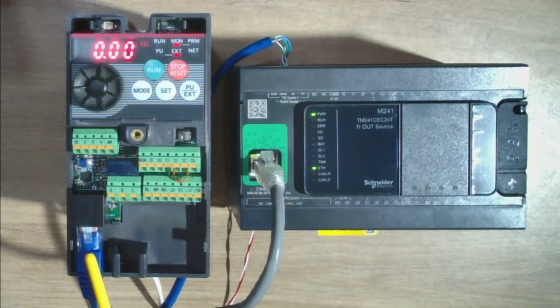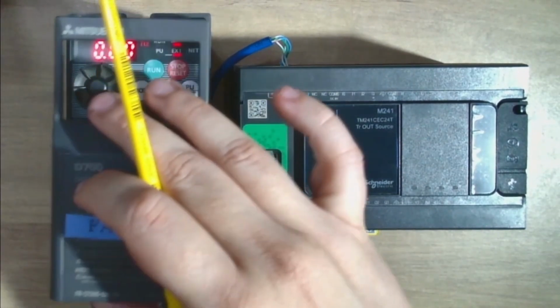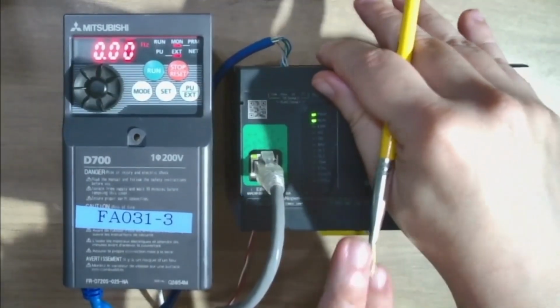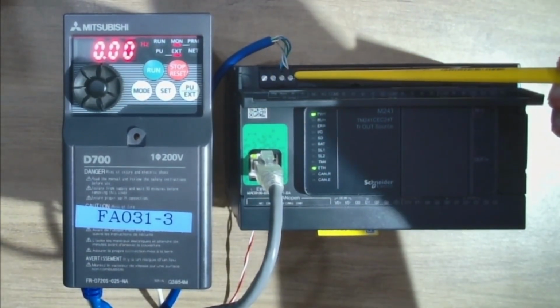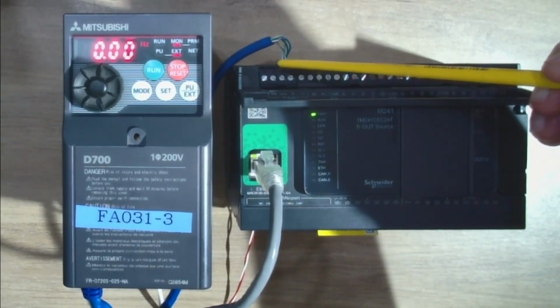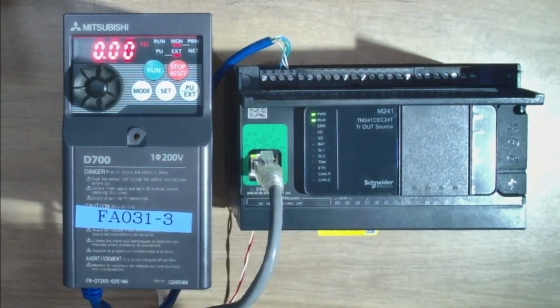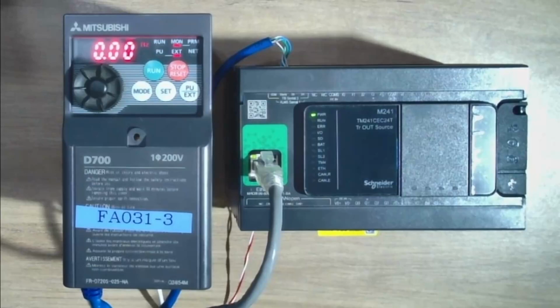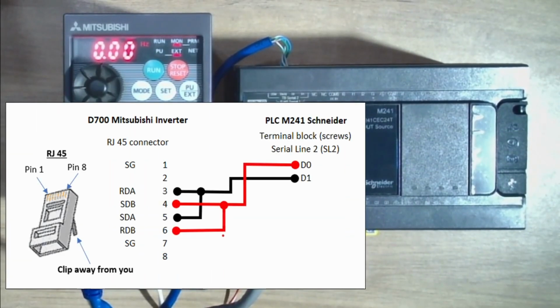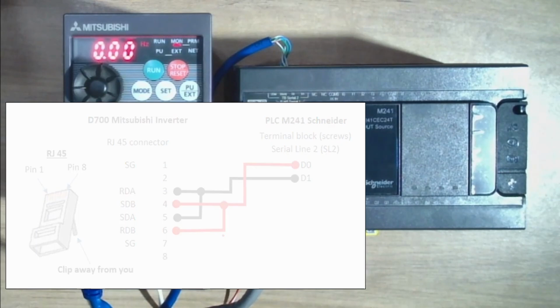So this cable is connected to channel 2, line 2 of the Schneider PLC. So we have here its terminal block, D0 and D1, and from D0 and D1 it's connected to the inverter. The cable configuration will be shown in your video, so you can see how this cable was assembled. Remember that RJ45 pinout is counted with the clip away from you, left to right, from 1 to 8.